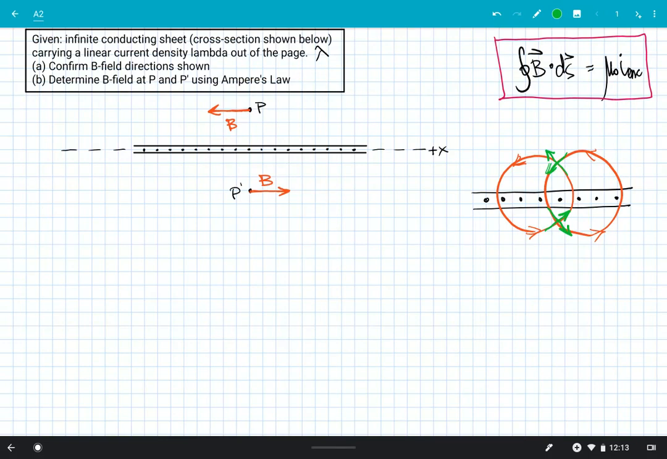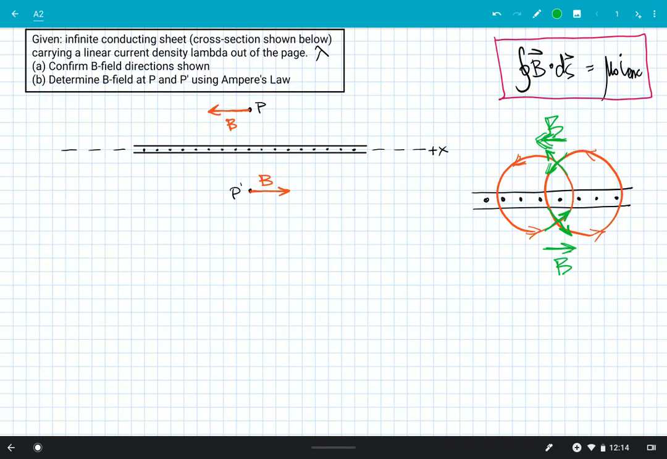So when I sum those, the vertical components are going to cancel. For this top one, I'm just going to be left with a horizontal component pointing to the left. For the bottom one, again, the vertical components are going to cancel, and I'm just going to be left with a B field pointing to the right. So this is confirming, using a spatial argument and thinking about these as vector fields, that above the plane I will have a B field directed to the left, and below the plane I will have a B field directed to the right. So that's pretty cool.